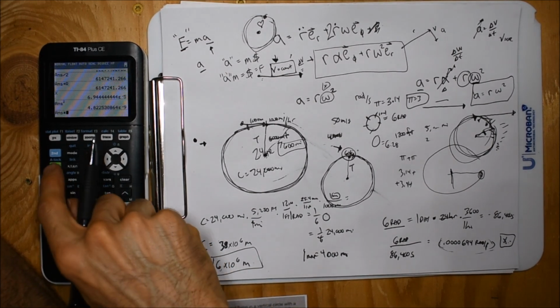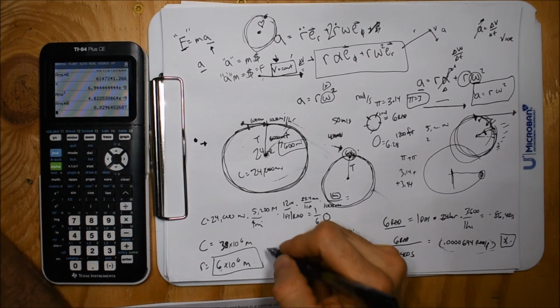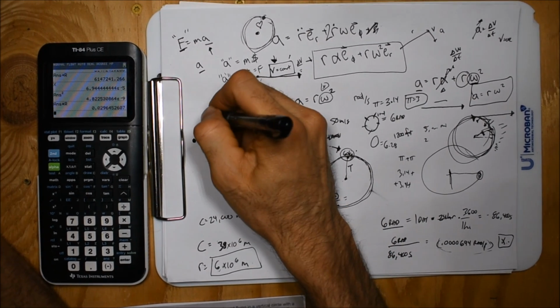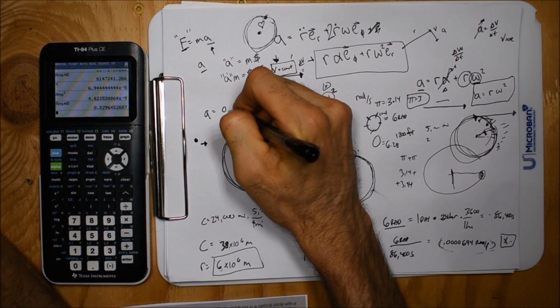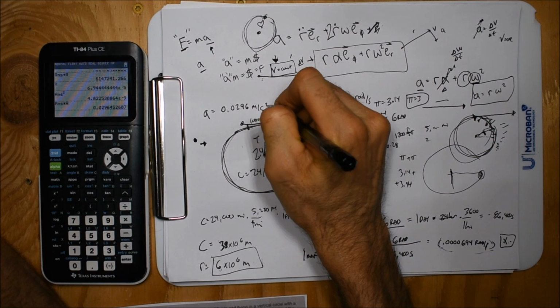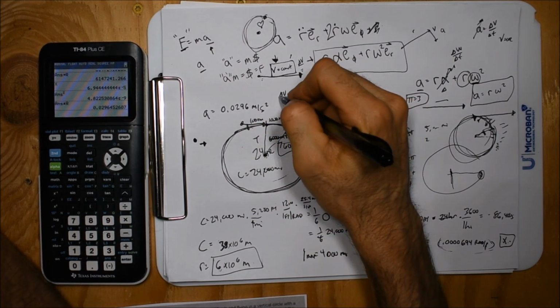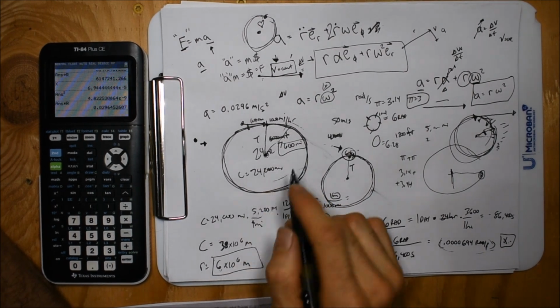That's a big number. And then alpha r, get that in there. Okay, so now we get acceleration. Acceleration is 0.0296 meters per second squared. Change in velocity, and now what is the change in velocity?